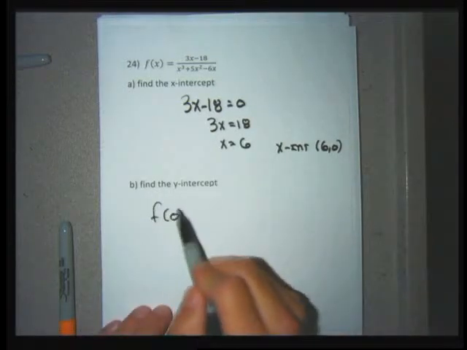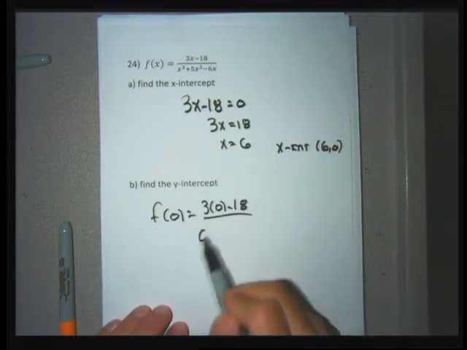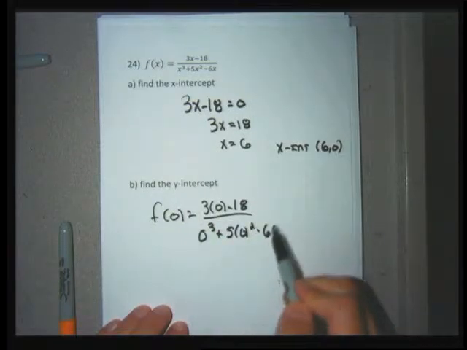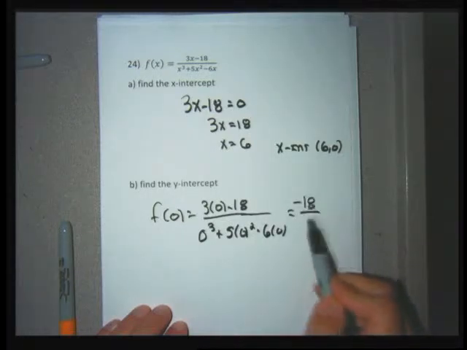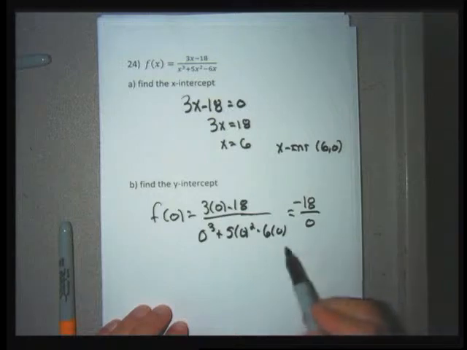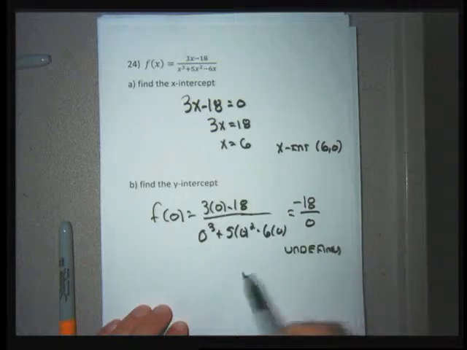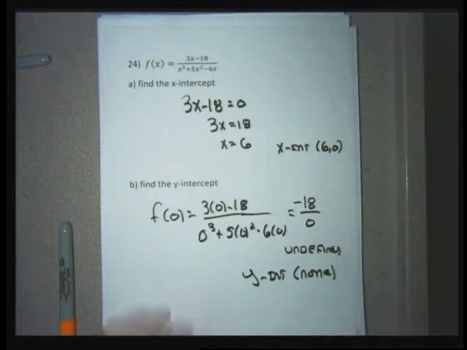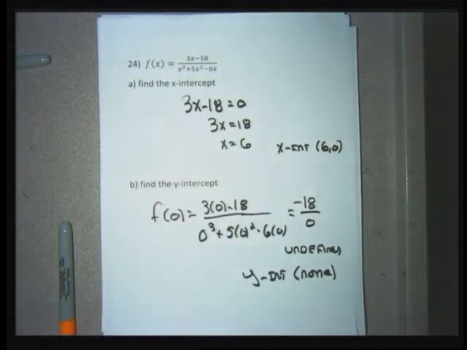For the y-intercept, I go 3 times 0 minus 18 over 0 cubed plus 5 times 0 squared minus 6 times 0. All the 0 pieces go away. In the numerator, I'm left with a minus 18. The denominator is a 0. This turns out to be undefined because any fraction with 0 in the denominator is undefined. If you get undefined when you're trying to find an intercept, then it won't have that intercept. So when I go to graph this, the graph will cross the x-axis at 6, 0, but never cross the y-axis.